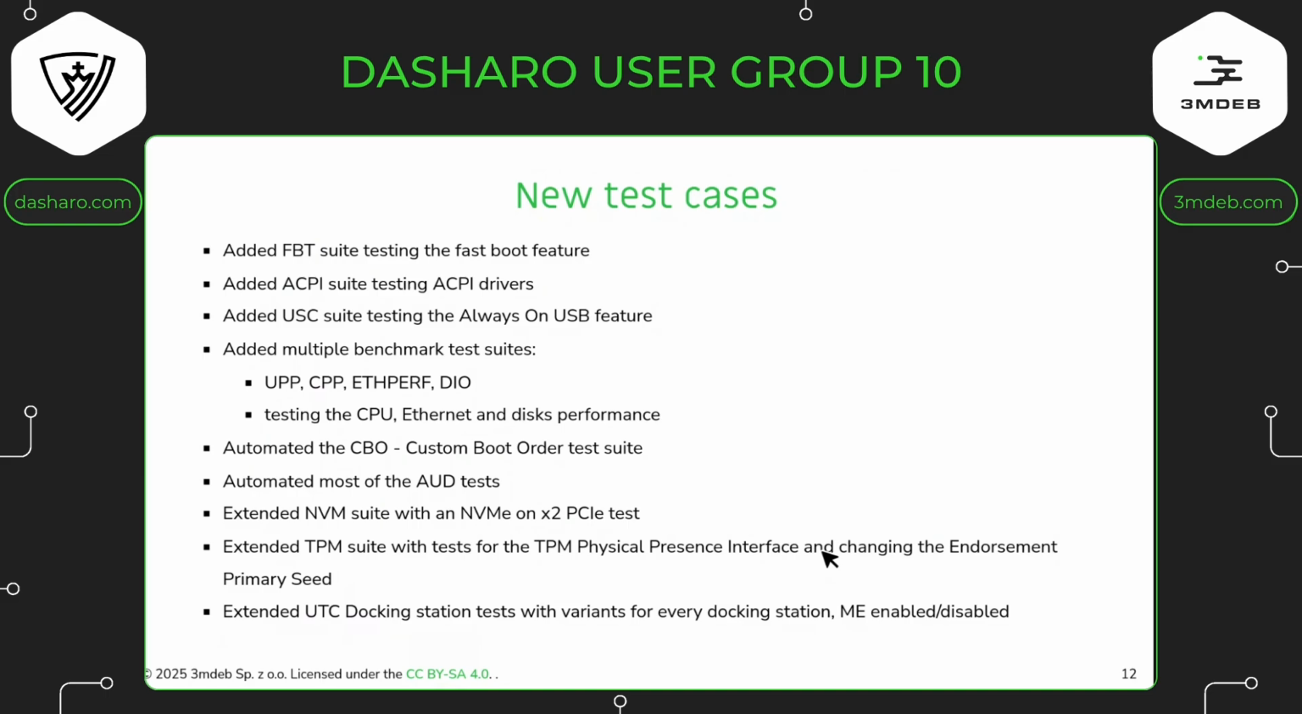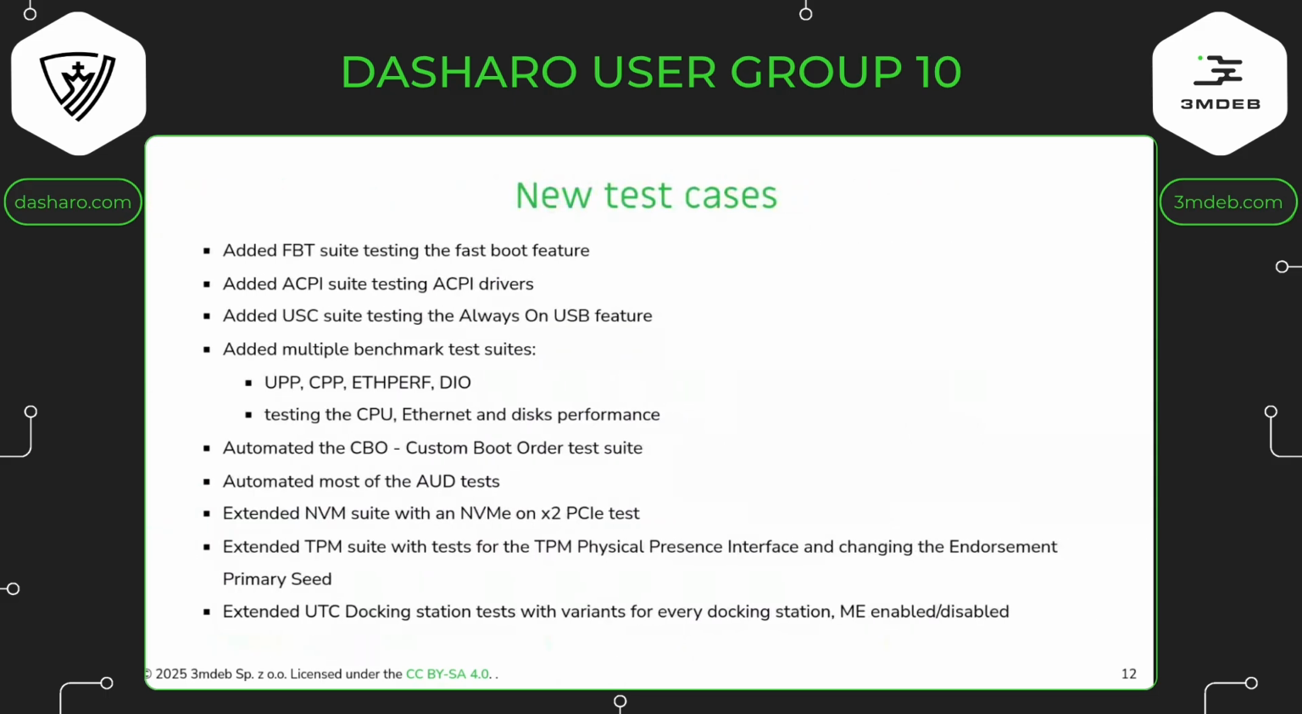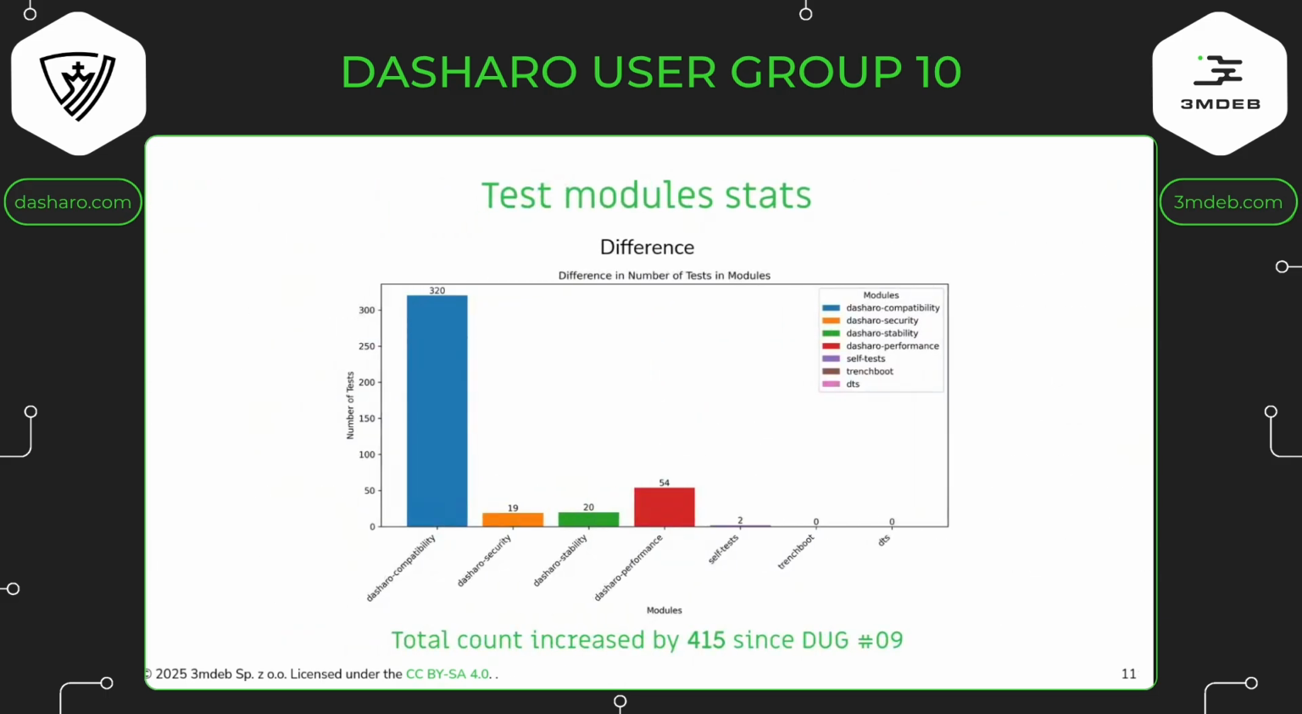And the tremendous increase in total count of test cases comes mostly from the extension of the UTC test suite, which tests USB Type-C, because we've decided that most of the tests, there are about 100 of them, should be repeated in various configurations. Every test should specify what docking station it is performed on and whether Intel ME is disabled or enabled. So about 250 test cases are UTC variants.